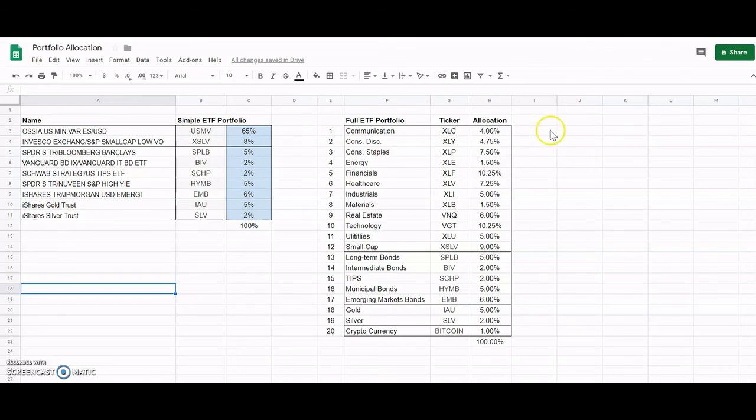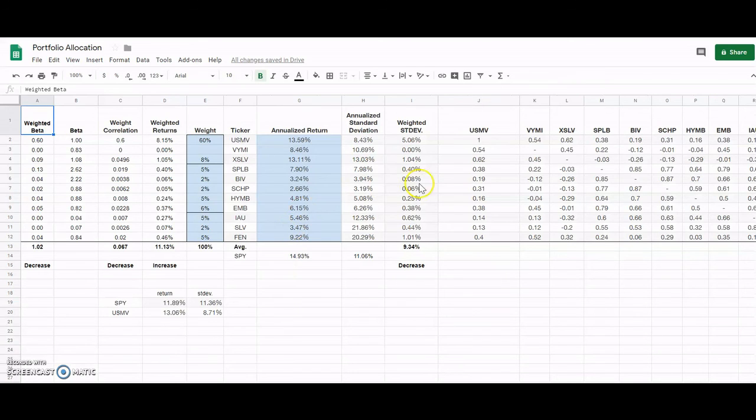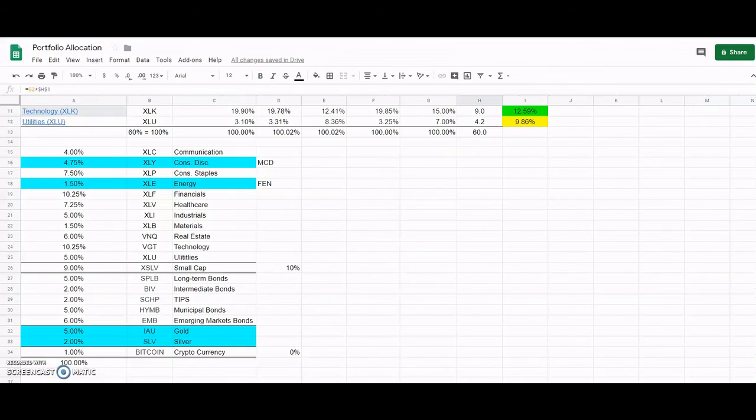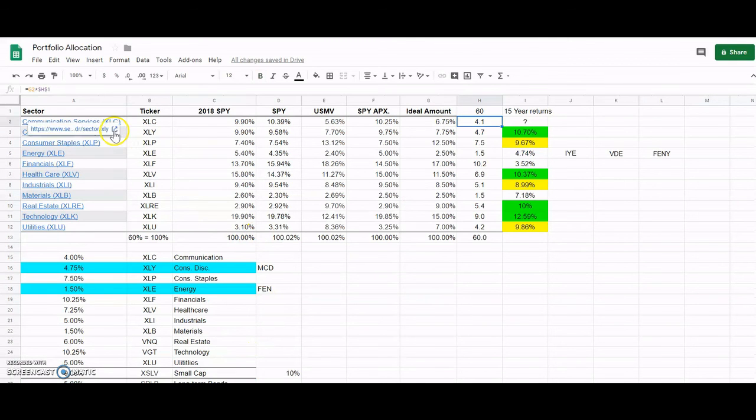Again, just a starting place, something to look at to get an idea of how to go about doing your own research. Again, I just looked at correlation between the different ETFs. And then I also looked at how SPY versus USMV broke down their sector allocation, and then determined what my own might be using the 15-year returns of those sector ETFs.